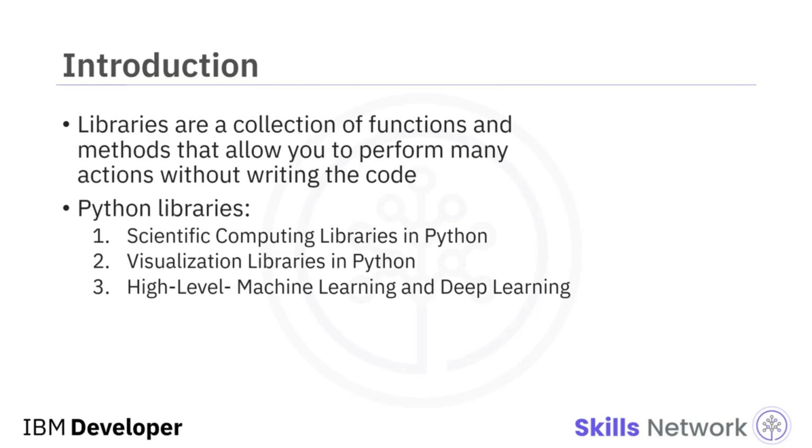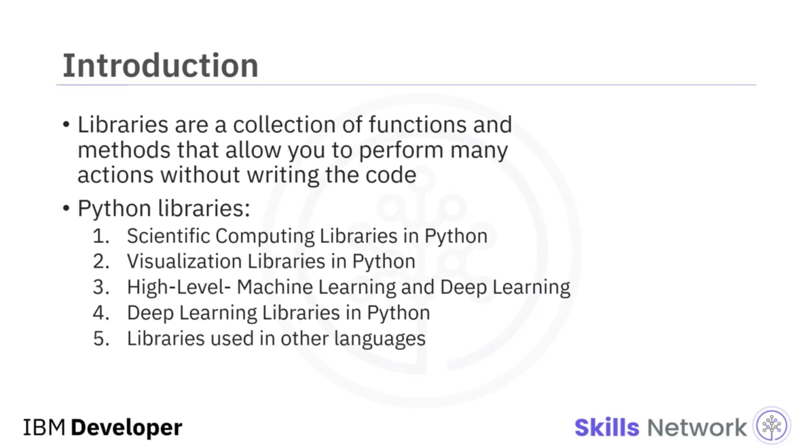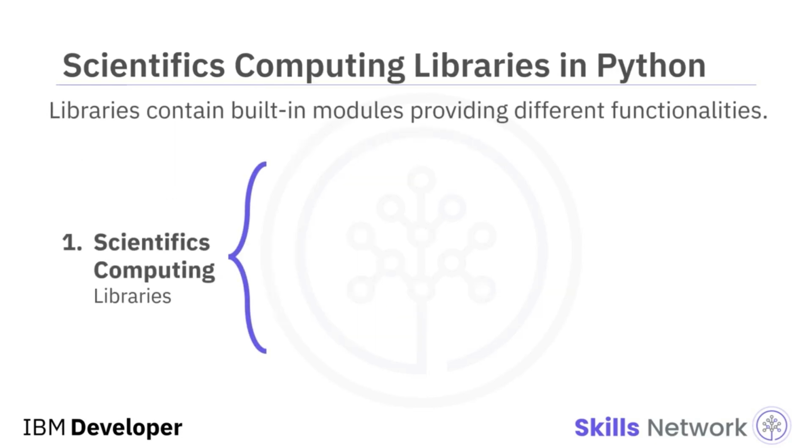High-level means you don't have to worry about details, making studying or improving difficult. And finally, deep learning libraries in Python and libraries used in other languages. Now, scientific computing libraries contain built-in modules providing different functionalities, which you can use directly. They are also called frameworks.